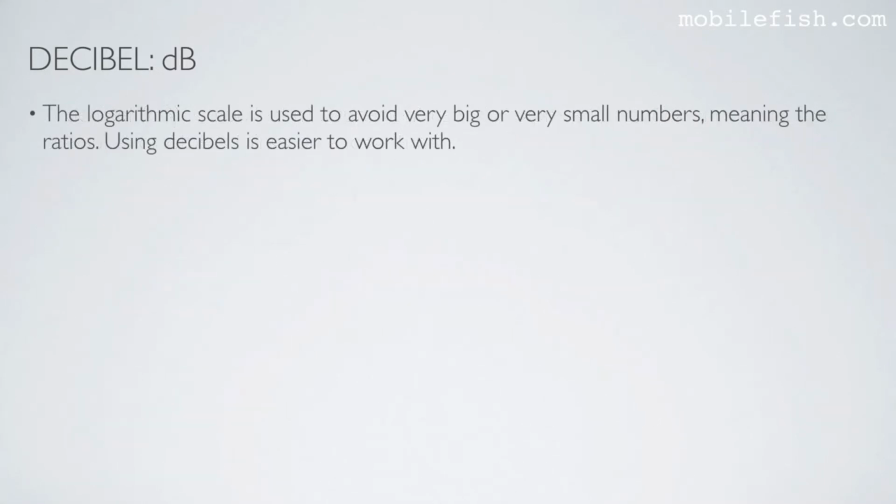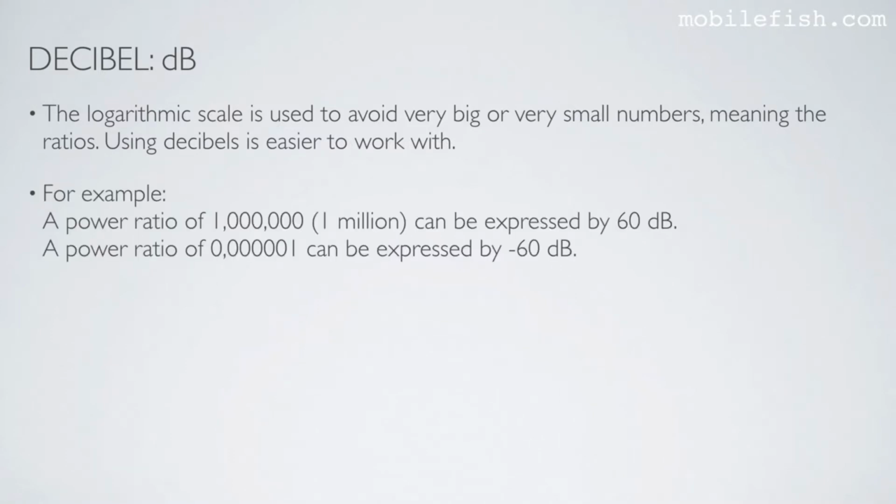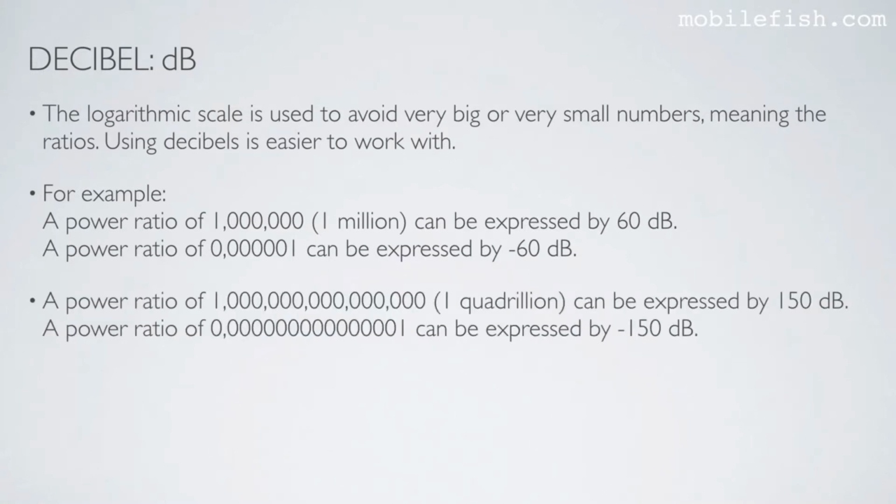The logarithmic scale is used to avoid very big or very small numbers, meaning the ratios. Using decibels is easier to work with. For example, a power ratio of 1 million can be expressed by 60 dB. A power ratio of 1 millionth can be expressed by minus 60 dB. A power ratio of 1 quadrillion can be expressed by 150 dB. A power ratio of 1 quadrillionth can be expressed by minus 150 dB.